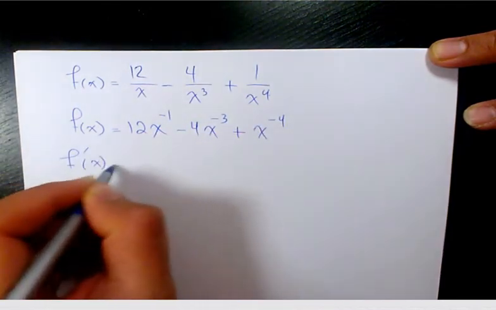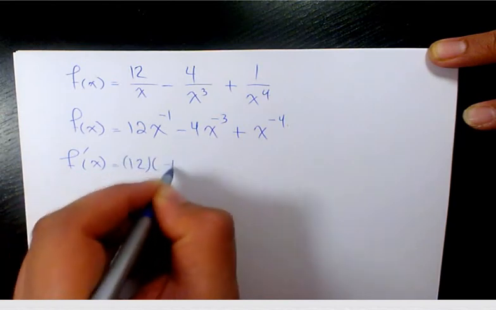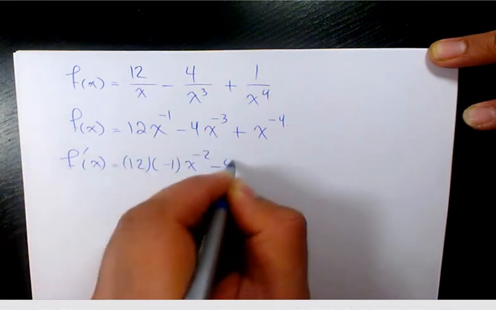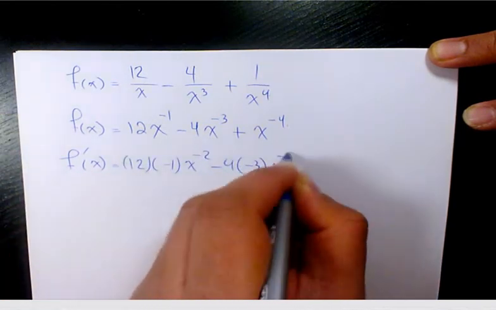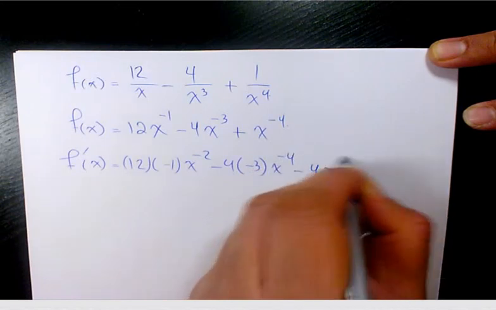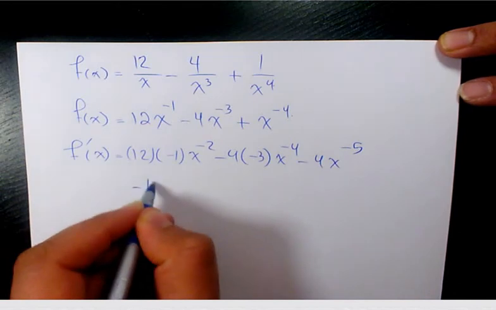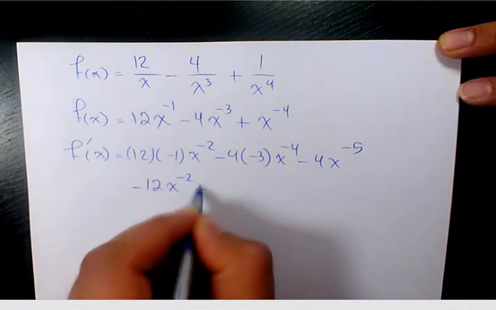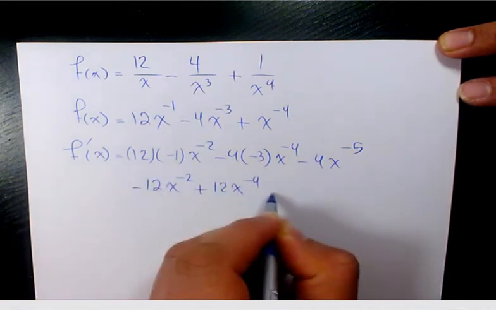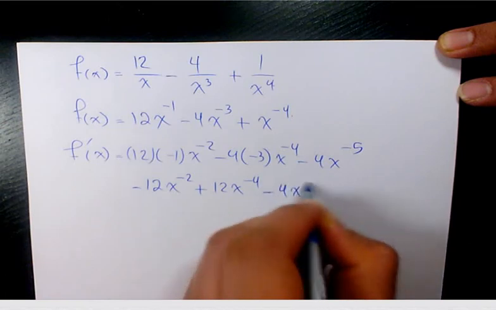Derivative will be 12 times negative 1 x to the power of negative 2 minus 4 times negative 3 x to the power of negative 4 minus 4 x to the power of negative 5. It's going to be negative 12 x to the power of negative 2 plus 12 x to the power of negative 4 minus 4 x to the power of negative 5.